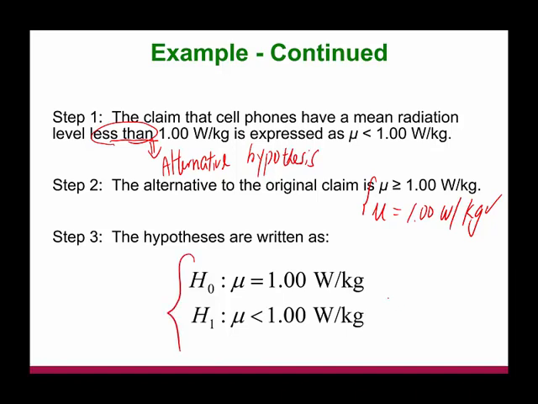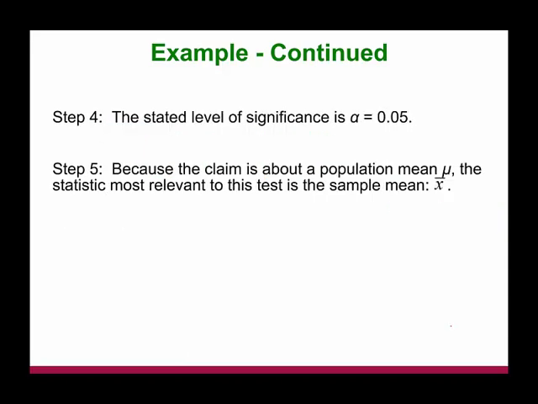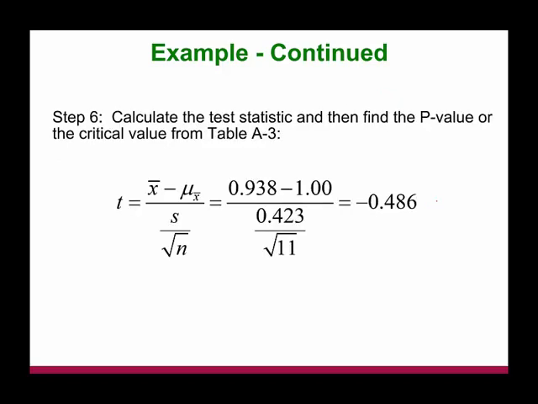And according to alternate hypothesis, this is left tail test. Meaning the critical region is located on the left tail. Okay. Now the stated level of significance alpha 0.05 because the claim is about the population mean mu. The statistics is most relevant to test sample mean x bar. Now sample mean on the question is 0.938. Population mean mu is 1.00. Sample standard deviation is 0.423. Sample size is 11.